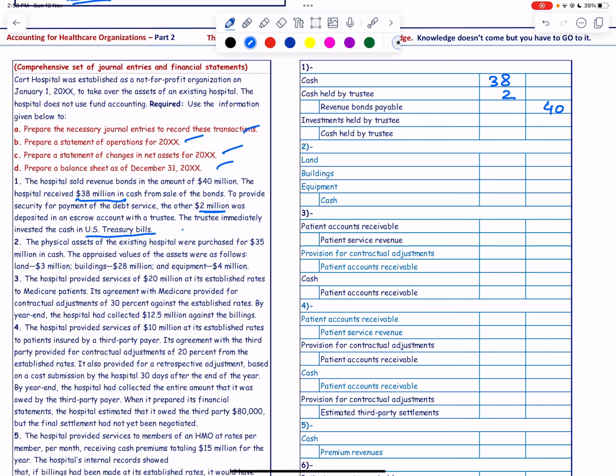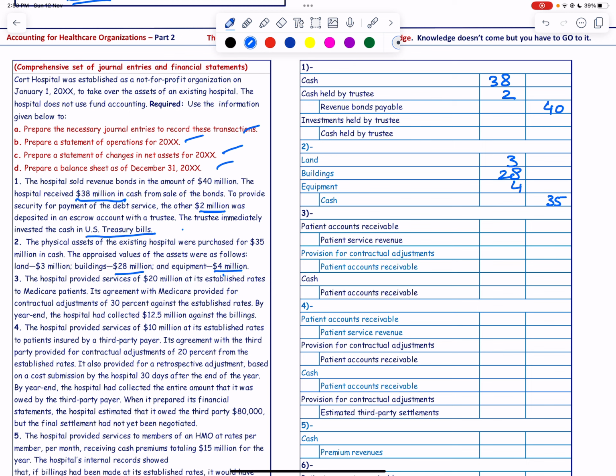Okay, we go to transaction number 2. The physical assets of the existing hospital were purchased for 35 million in cash. They are buying it for 35 million in cash. So cash is credited by 35 million. The appraised value of the assets were as follows: land is 3 million, then we have building 28 million, and equipment is 4 million. So 28 plus 4 is 32, plus 3, and that's how the cash paid is 35 million.